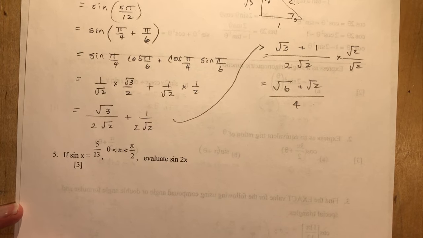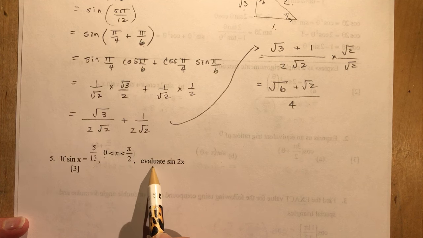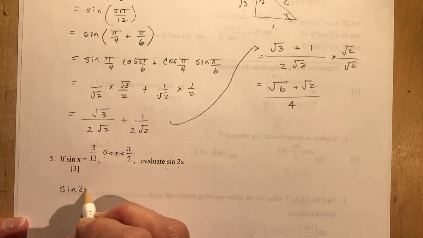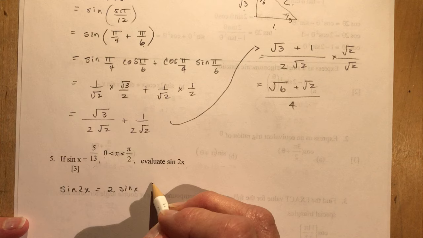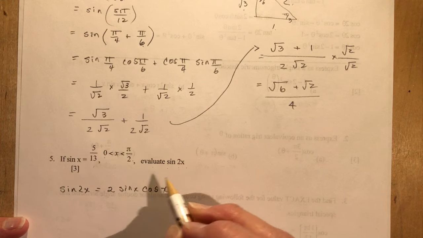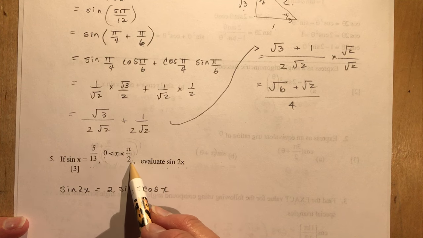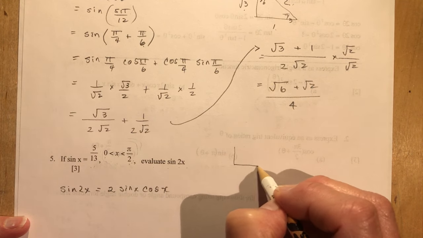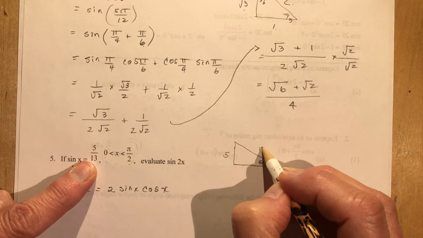Okay, number 5. If sine x is 5 over 13 and x is between 0 and pi over 2, evaluate sine 2x. Okay, so let's write what the sine of 2x equals. That would be 2 sine x cos x, right? Okay, so I have the sine of x. Now be careful with this. I gave an easy one here because this is just in the first quadrant, so I don't have to worry about the sign, the S-I-G-N sign, right?